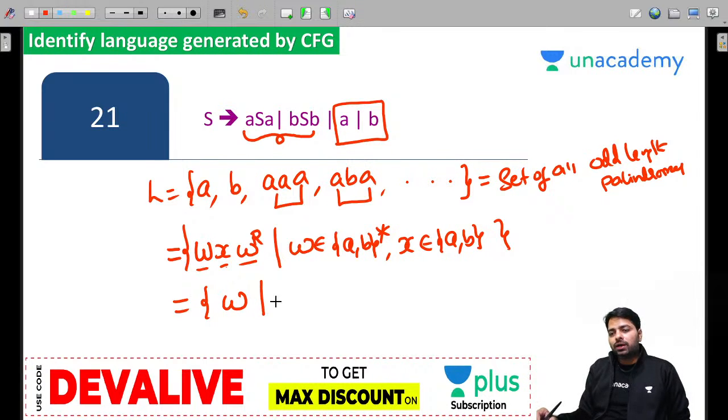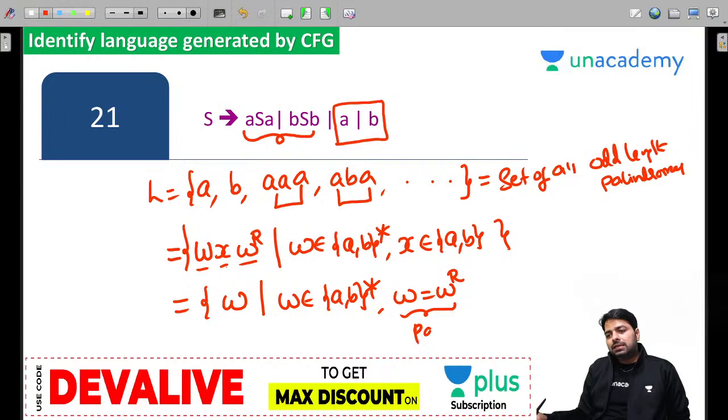Now W is W power R, where W is anything and you know it's a palindrome, nothing but W equal to W power R. This is the palindrome concept. And the length of W is odd. Odd, guys. Odd. Yes, X you can also replace with A plus B. Good point.